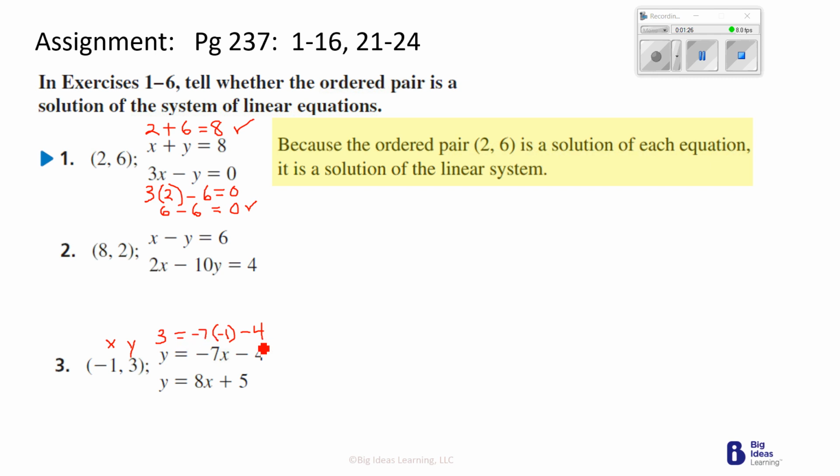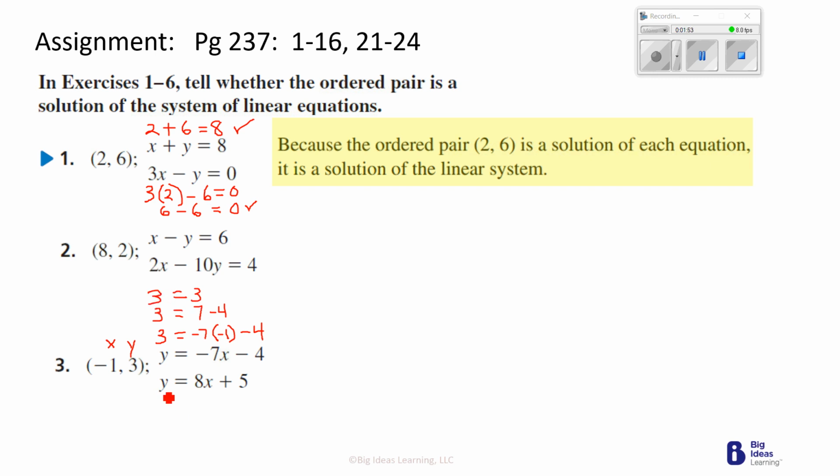All right, so let me just bring this work. Actually, I'm going to work above it. If I work above it, I see 3 is going to be equal to negative 7 times negative 1 is 7. And this is minus 4. And 7 minus 4 is 3. So 3 does equal 3.